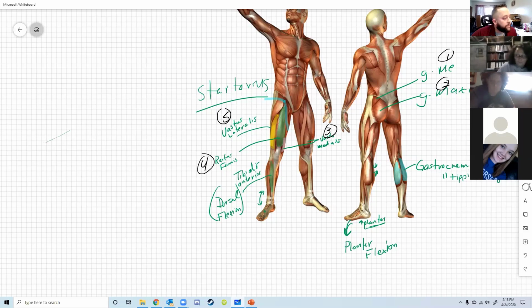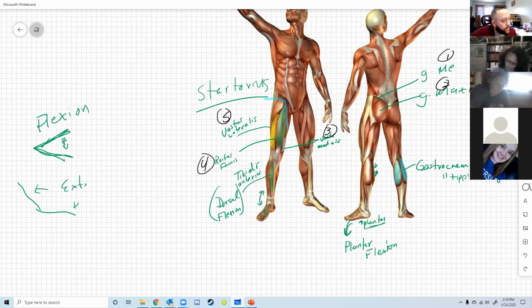Remember flexion, anytime you're closing this angle, making it smaller. Anytime you're taking an angle and making it wider is extension. And you can see where that would happen. Here, I talked about it in the thigh. You can do it with your wrist, you know.